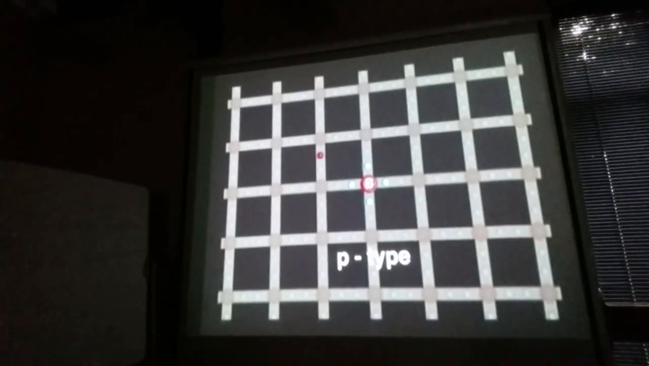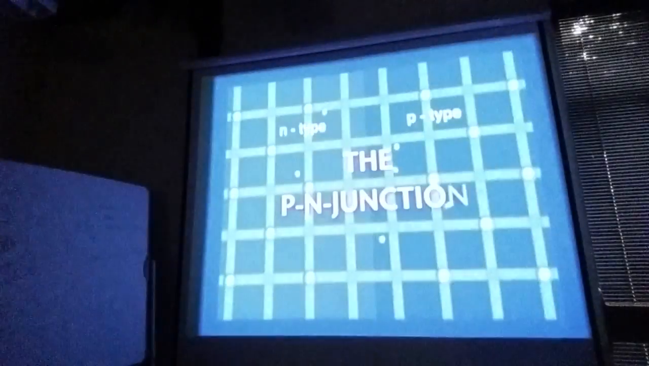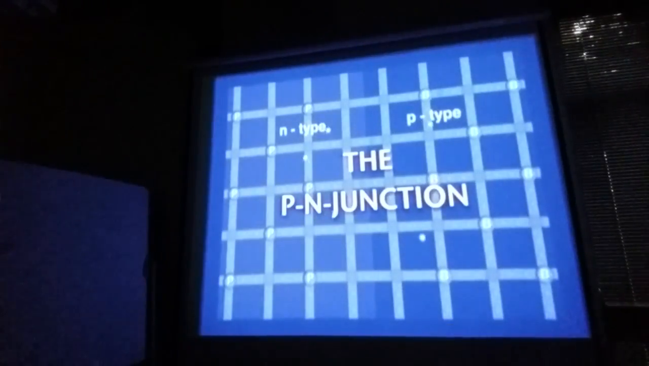With an extra electron near the boron, the region has a net negative charge. Because of this, the boron is called an electron acceptor. We will color the boron atom blue to denote its net negative charge. A p-type and an n-type silicon in contact with one another form what is called a p-n junction.